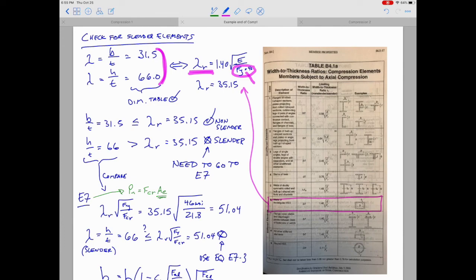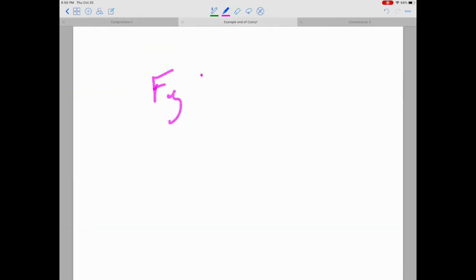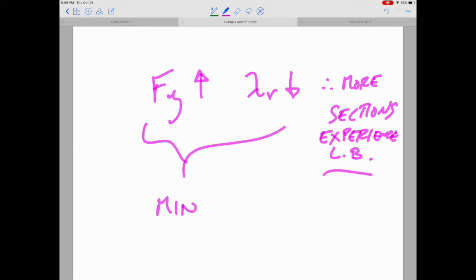Does that make sense? So as the yield stress of the material goes up, as Fy goes up, right, delta R goes down, therefore more local buckling. I should say it's more sections experience local buckling. Okay, so this is something to keep in mind for the future.